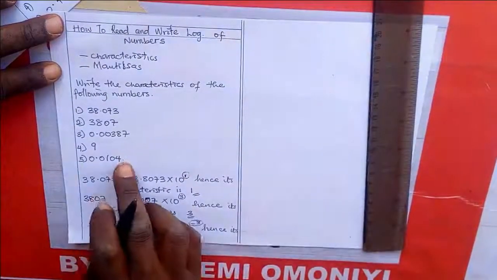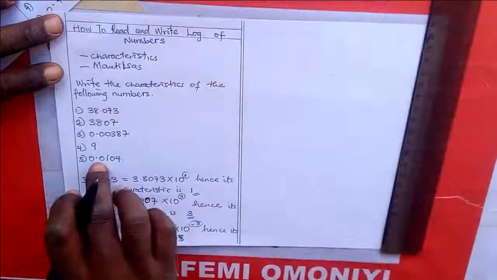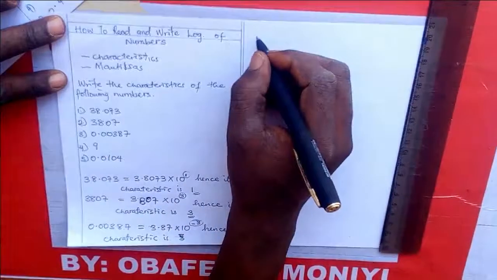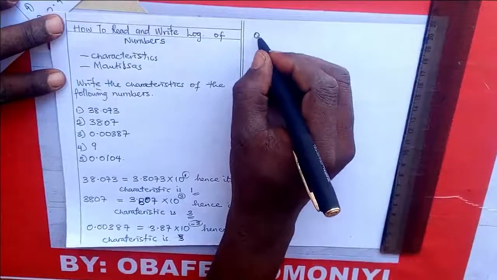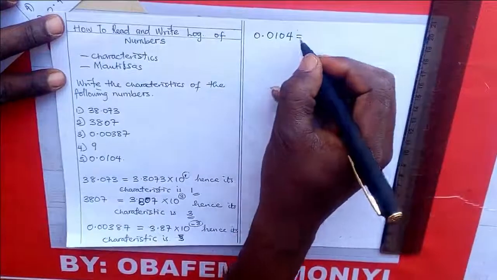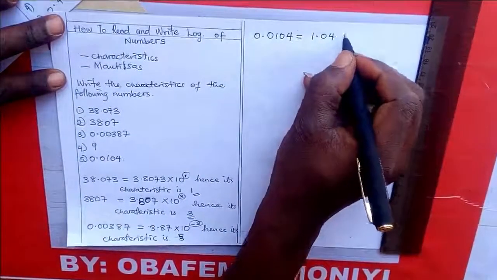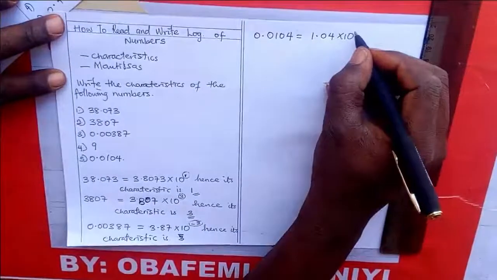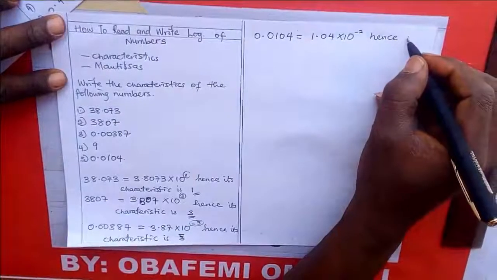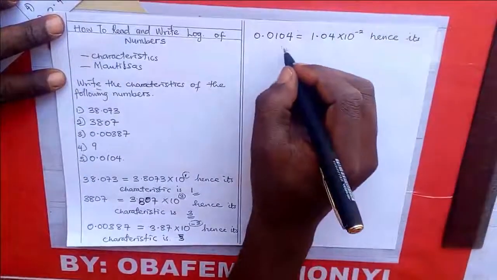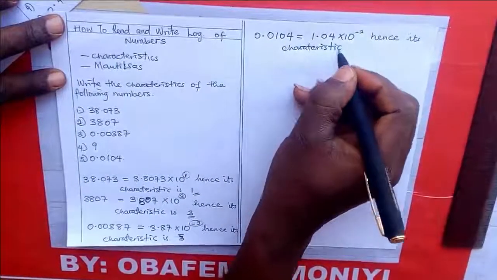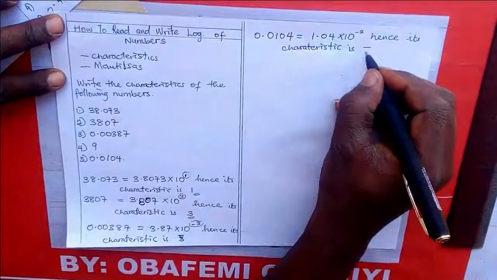Then you can try this by yourself. Pause the video and try the last one by yourself. So let me solve it for you to be able to see if you've gotten the correct answer. It is 0.0104, which is 1.04 times 10 raised to the power of negative 2. Hence, its characteristic is bar 2.